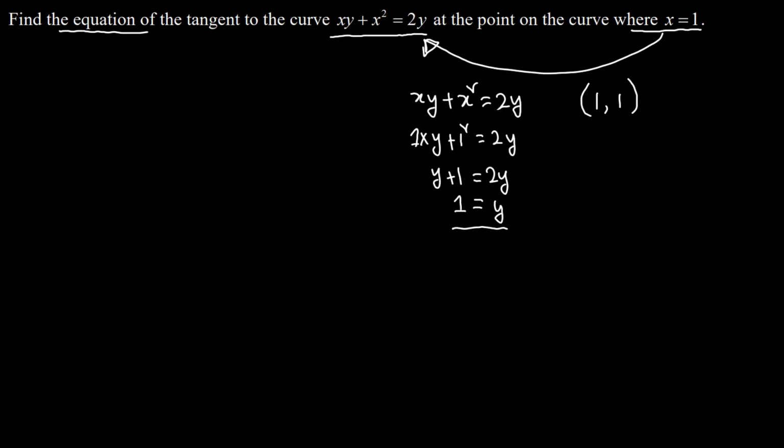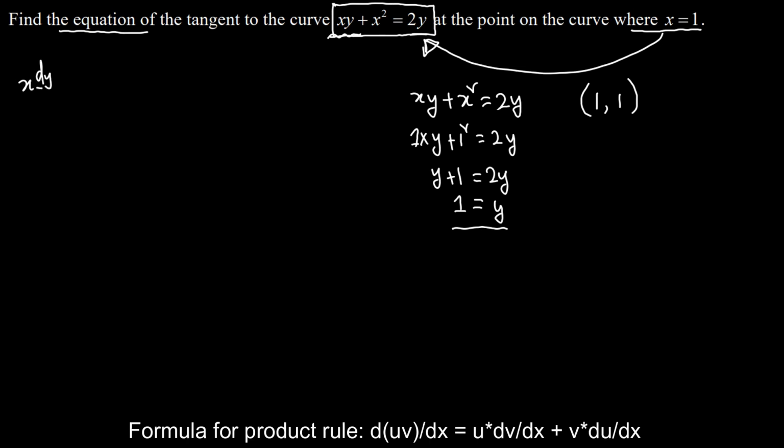So now we need to differentiate this one. It's an implicit function, so we have to apply implicit differentiation here. If we differentiate with respect to x, then for xy we have to apply the product rule: x dy/dx plus y into d/dx of x. This is for xy. Then differentiating x² gives us 2x, and on the right side 2y gives 2 dy/dx. So this is our implicit differentiation.